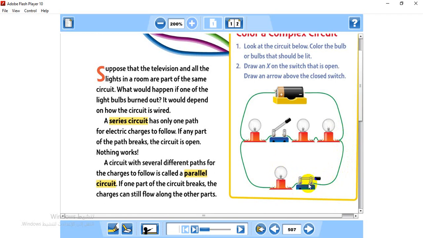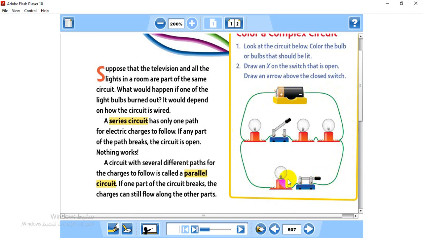It will work. Because why? Because the switch, first of all, is closed. That helps the charge to move easily to reach the light bulb. So for that reason, it will work. Okay, there is no problem. If you trace them well, you see the circuit is closed and everything is okay, so everything will work well.